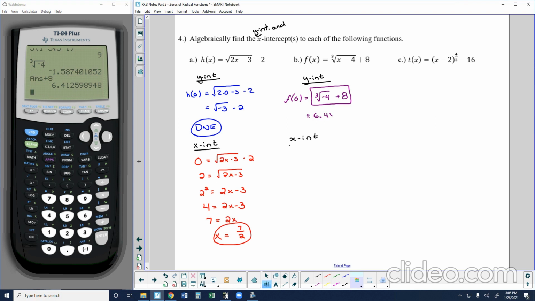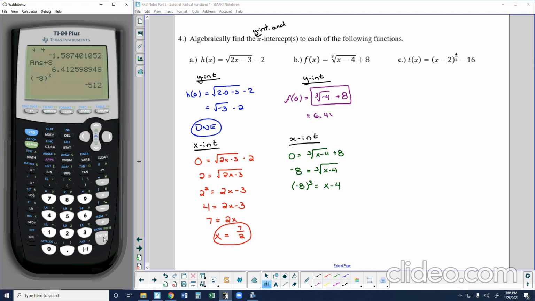The x-intercept can be found by taking the entire function and setting it equal to 0, which is the cubed root of x minus 4 plus 8. I would subtract 8 from both sides to get the cubed root of x minus 4 equals negative 8. Then to get rid of the cubed root, I am going to cube both sides. So negative 8 cubed is going to equal x minus 4. Most of us are probably going to have to use the calculator here. No shame in that. Negative 8 cubed is equal to negative 512, which still equals x minus 4.